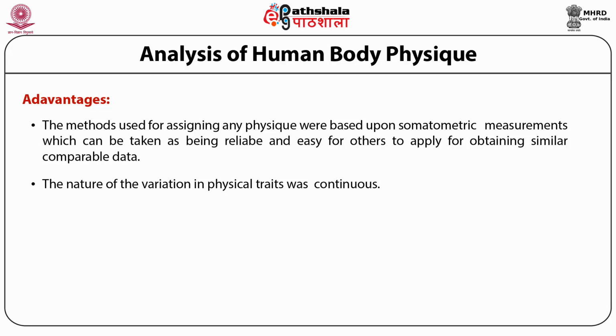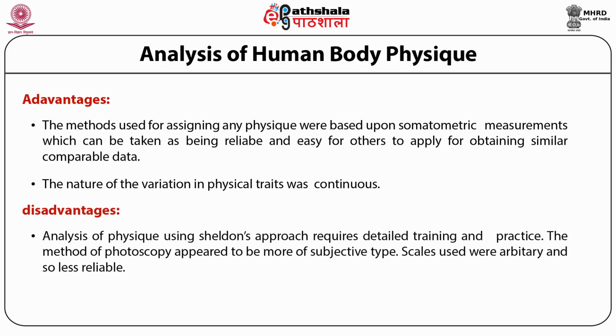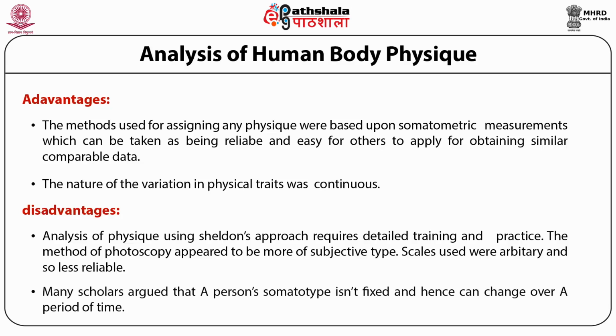But this method also had some disadvantages. Analysis of physique using Sheldon's approach requires detailed training and practice. The method of photoscopy appeared to be more subjective. Again, the scales used were arbitrary and so naturally less reliable. Many scholars argued that a person's somatotype isn't fixed and hence can change over a period of time, which we can also observe in our own case.